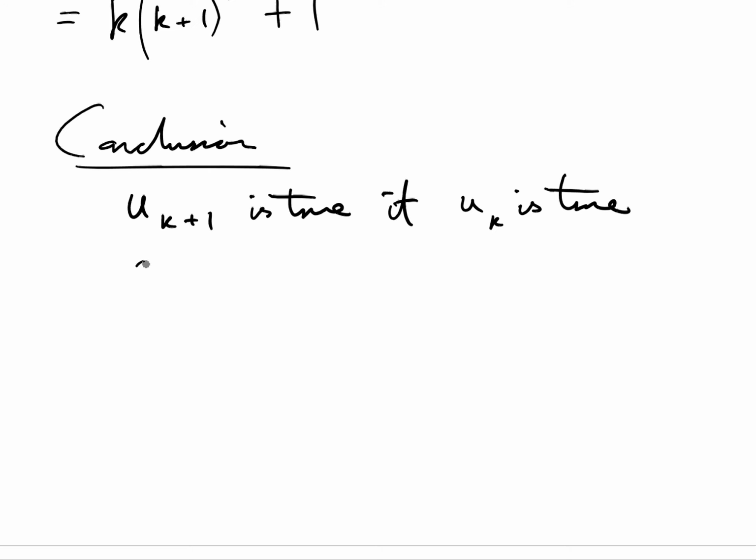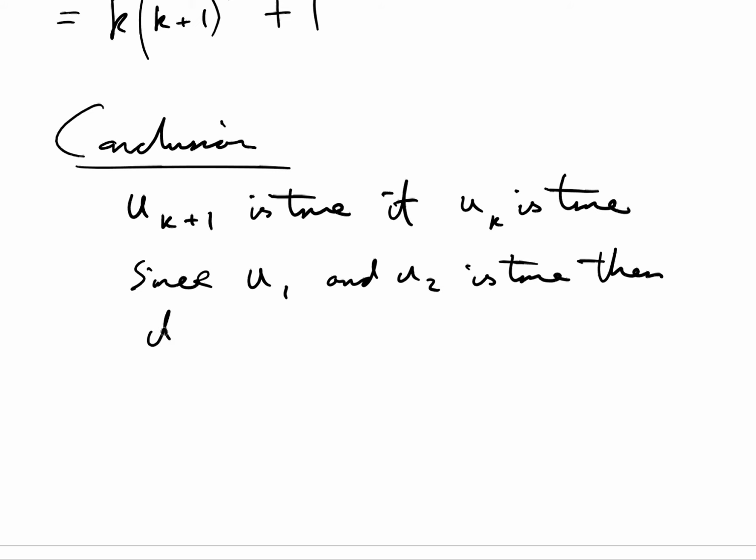And since u1 and u2 are true, then it is true. We have shown by induction, you could write, but I'm just going to write it is true for all n, which is a member of the positive integers. Okay. There we are, simple as that. Hopefully that makes sense.